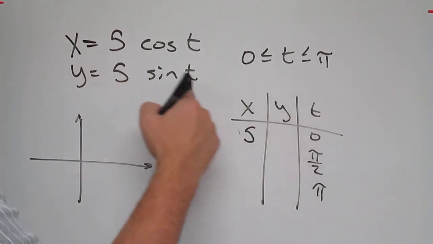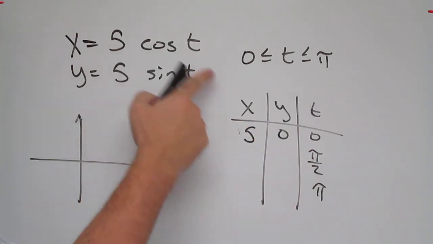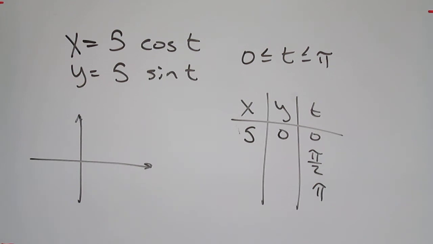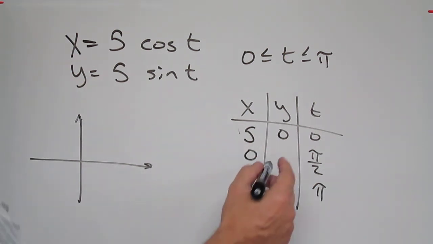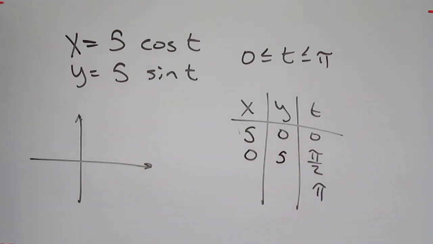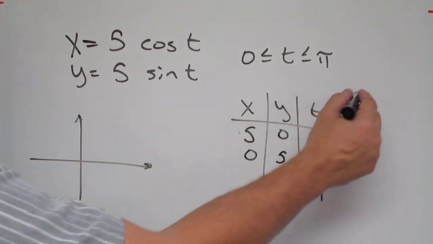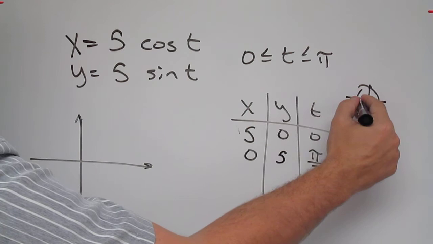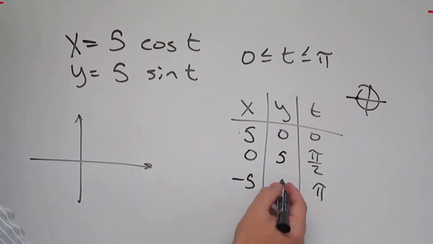The sine of 0 is 0, so this would give me 0. The cosine of 90 degrees, or pi over 2 radians, is equal to 0, so that gives me 0 here. And the sine of 90 degrees is 1, so 5 times 1 would give me 5. If I take the cosine of pi, that's all the way over here in my unit circle. The cosine is -1, so this would give me -5, and the sine would be equal to 0 once again.